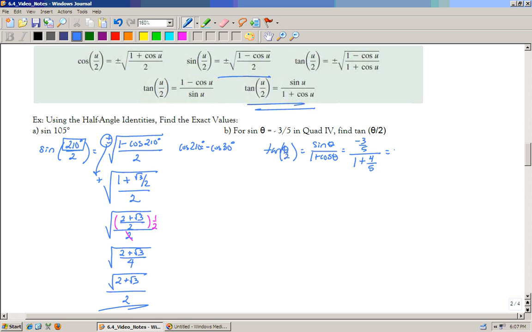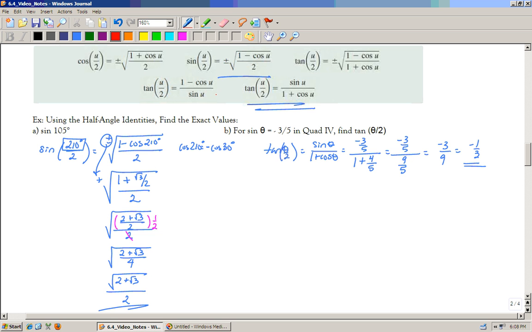So we just have to simplify that. We have negative 3/5 in the numerator. 5/5 plus 4/5 is 9/5. When you flip and multiply, the 5's cancel. You're left with negative 3/9, which reduces to negative 1/3, which also makes sense, since a fourth quadrant angle is going to be negative for tangent. That's using the last formula.